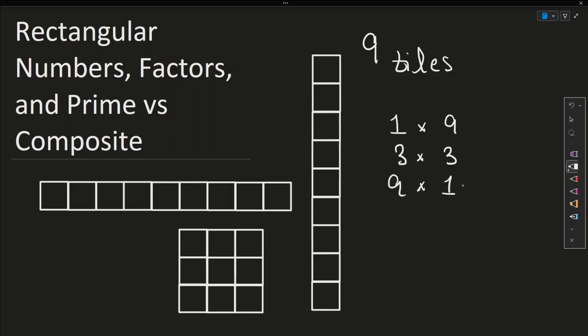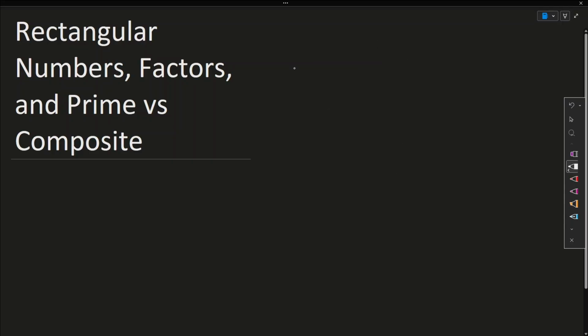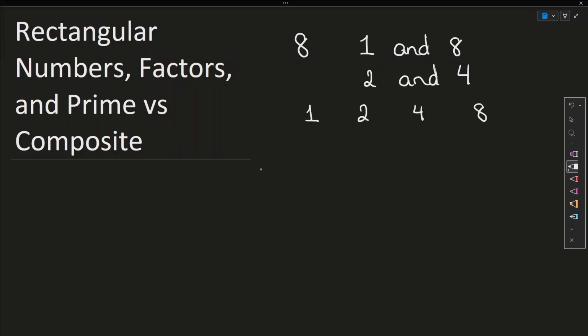But now, let's think about a deeper question. How can we tell if a number has an even or odd number of factors? In the case of 9, we had an odd number. What made that happen? Most factors come in pairs. For example, with 8, 1 goes with 8, and 2 goes with 4. This gives us an even number of factors: 1, 2, 4, and 8.